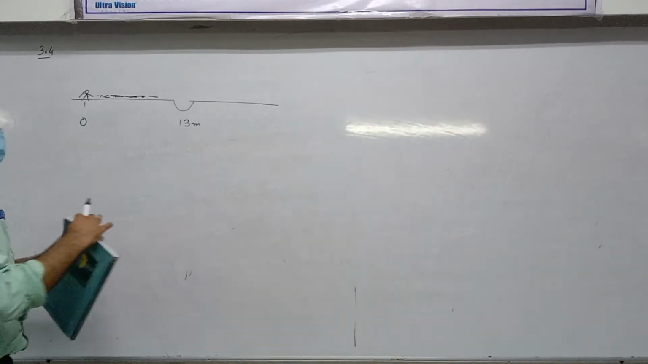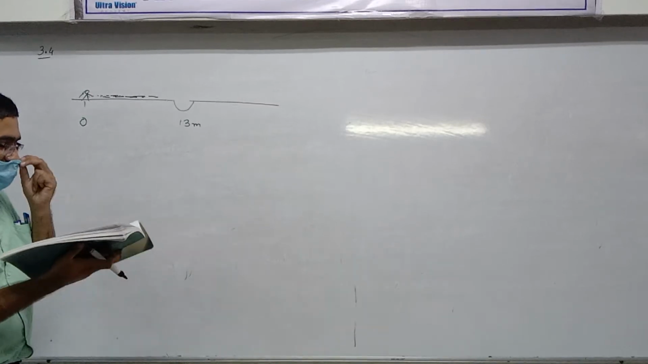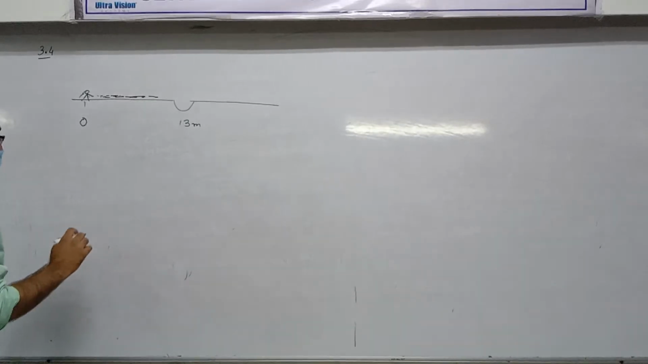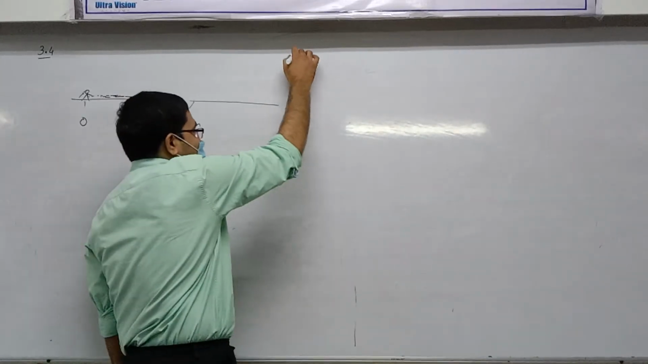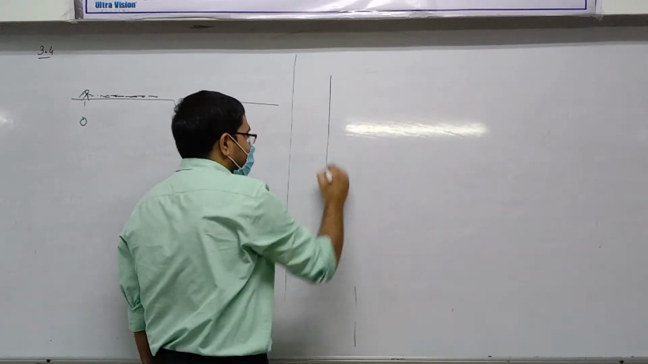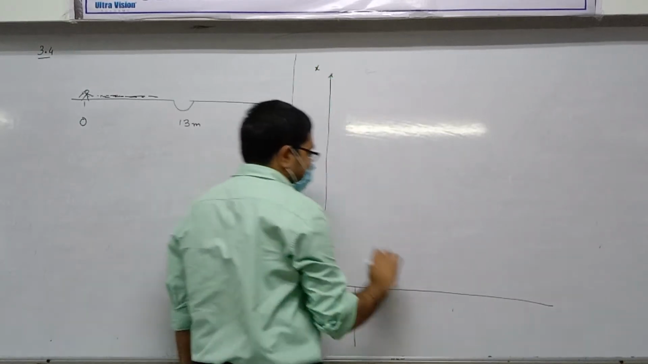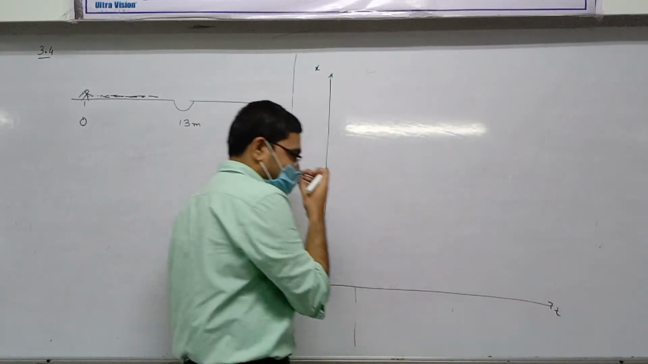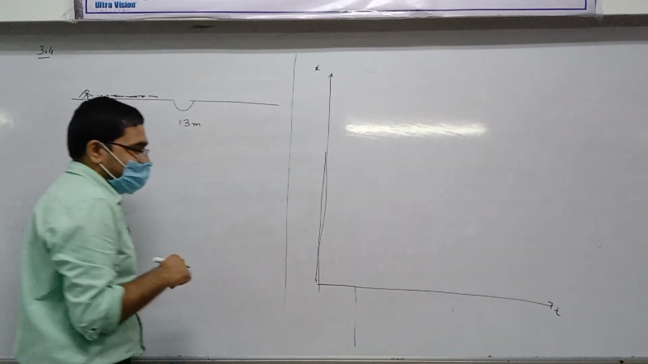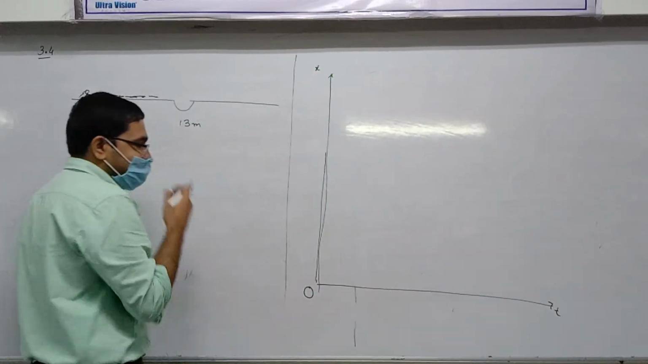Fine. Nevertheless, let's draw the XT graph because the question says plot. We draw the XT graph of motion. Now, I suggest that you start with a lot of space above. If you want to draw it properly, you can use a ruler and a pen; otherwise it's fine. So here is the origin. Start from here.